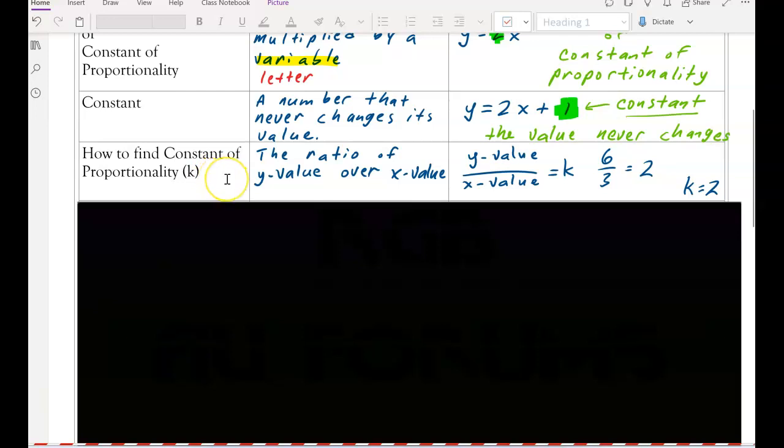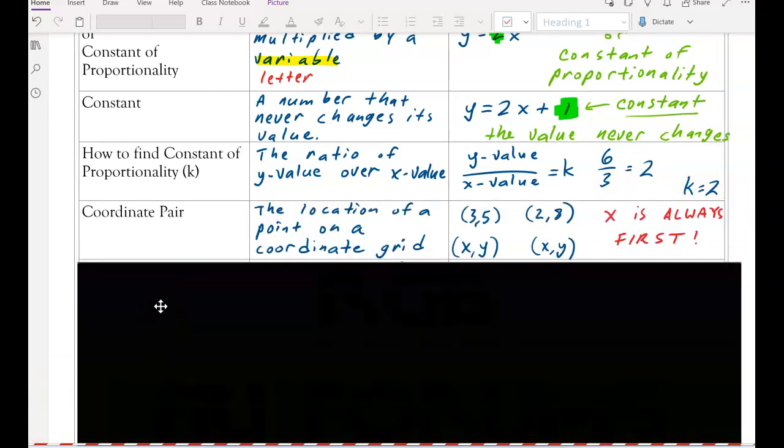And anyway, how do you find that constant of proportionality? Here's how. All you do is find the ratio of the y value over the x value. Remember, a ratio is just a fraction. So if we look at our examples here, we take the y value, we place it over the x value, and divide. The answer to that is the constant of proportionality. So for example, if your y value was 6 and your x value was 3, and you divide those two numbers, 6 divided by 3, you get 2. So that tells us that the constant of proportionality is 2.